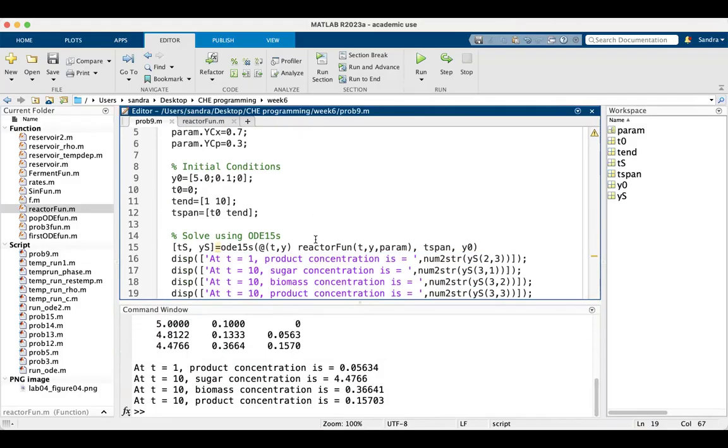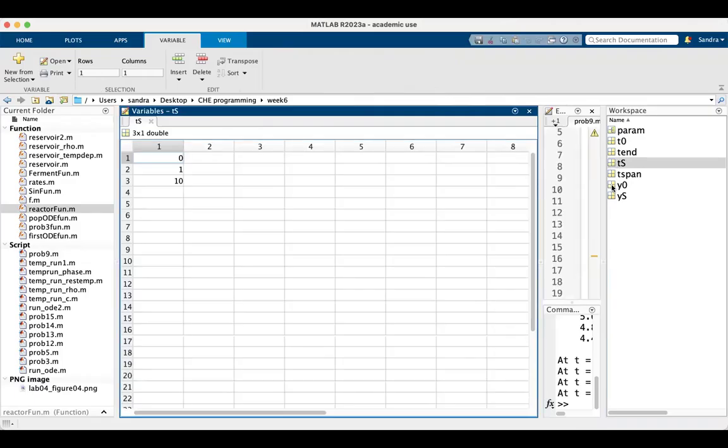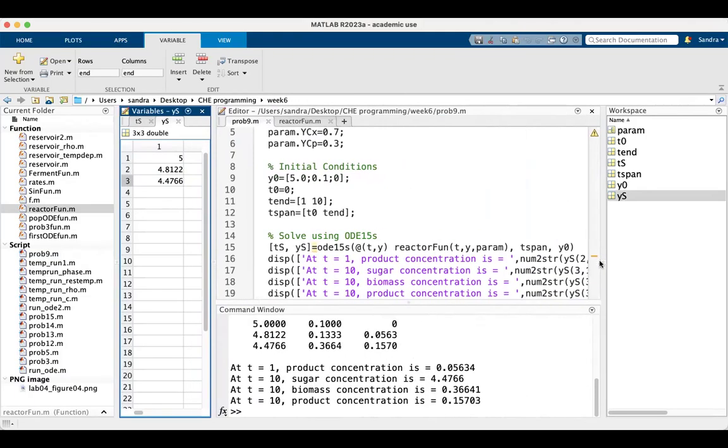Now, how do we extract the values? So this is here. What is output? TS and YS, right? So TS is here, YS is here. At t equal to 0, your S value was 5, X value was 0.1, and P value was 0. At t equal to 1, the S value is this, X value is this, P value is this. And at t equal to 10, X value is this, S value is this, and P value is this. So you have the YS given here. If you know how the YS looks, you can simply extract it using the YS index.